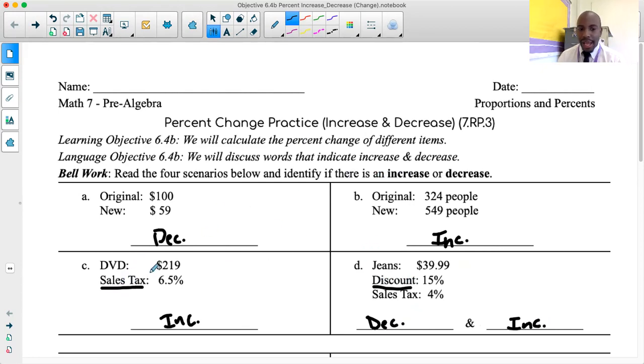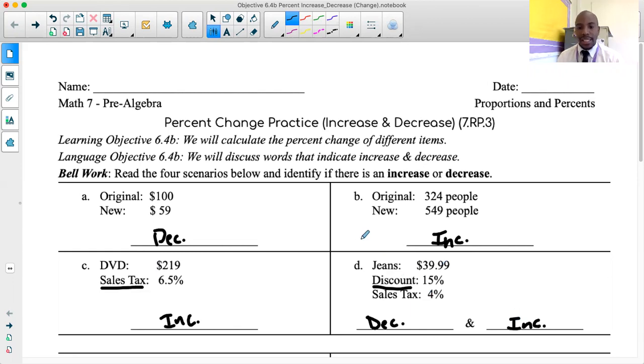The word sales tax indicates that there's going to be extra money added on to whatever you're paying for. So in this case, we're buying a DVD player, but you should know that if there's sales tax included, that means the price is going to be increased. It's going to go up. Whereas in the discount area here, the word discount means decrease. It means some money's going to be taken off. However, if you also notice on this pair of jeans, there is a sales tax as well, which means it will also be increasing.